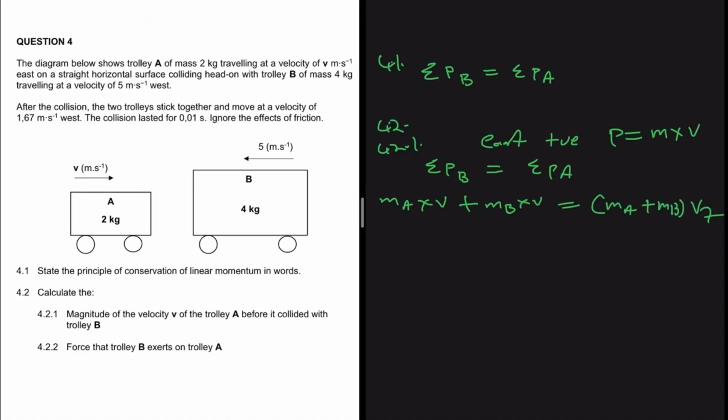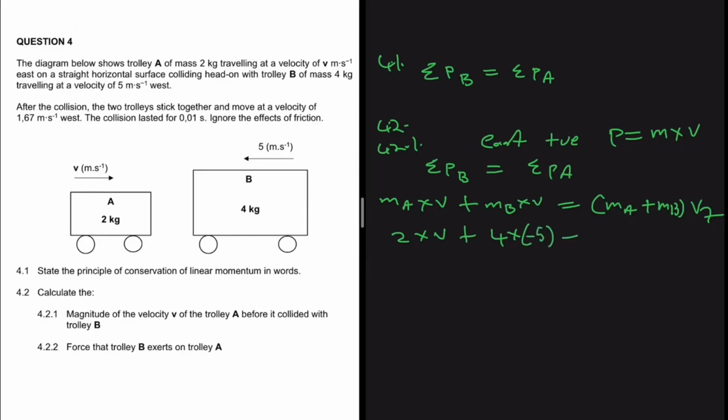So what is the mass of trolley A? The mass of trolley A is 2 kg. And then what is the velocity of trolley A before the collision? That's what we don't know, and we're looking for it, right? So we just have V plus the mass of trolley B, which is 4 kg. And then what is the velocity of that trolley? It is 5 meters per second, right? To the west, we must put a negative sign, right?